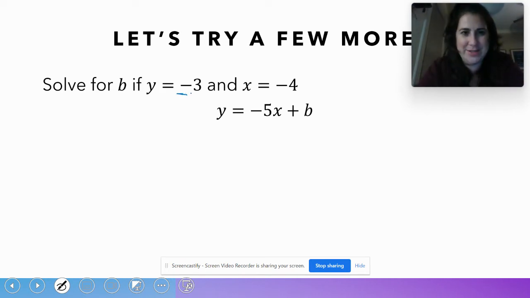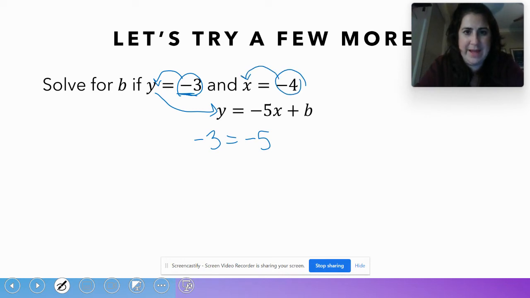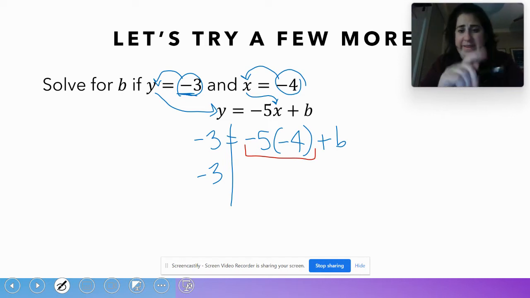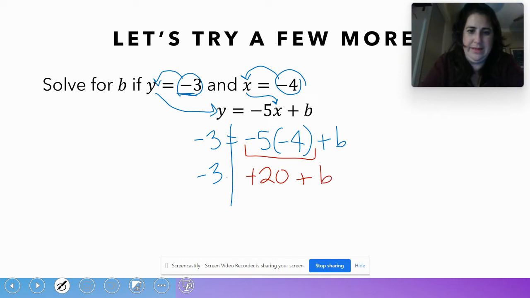Nice to see you back. We are going to substitute in -3 equals. Why did I put -3 in for y? Because it tells me that that's y. And then -5 times, I'm putting in -4 because that's my x, times -4 plus b equals -3, which I can't do anything with, so I bring it down. I am going to put this into the calculator: -5 times -4 gives me +20, plus b.